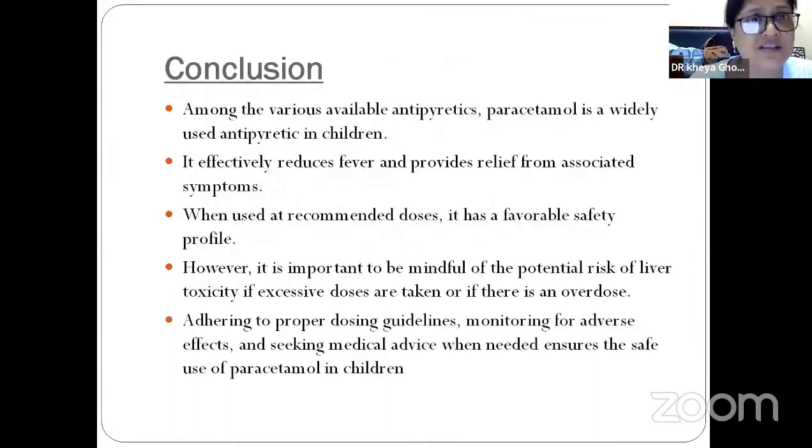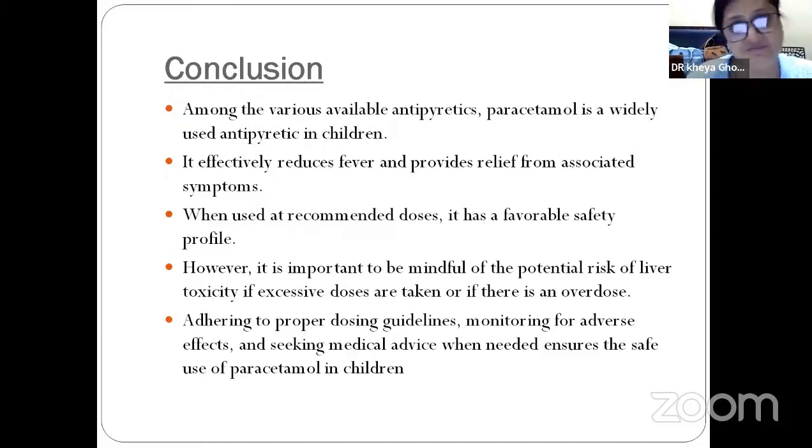And very important, sometimes you will see that even after giving paracetamol, the fever is not coming down. So very important, teach the parents to hydrate the baby and to do sponging along with paracetamol if there is a very high fever. To conclude, among the various available antipyretics, paracetamol is a widely used antipyretic in children. It effectively reduces fever and provides relief from associated symptoms. But always remember, this is giving symptomatic relief. The underlying disorder has to be treated.